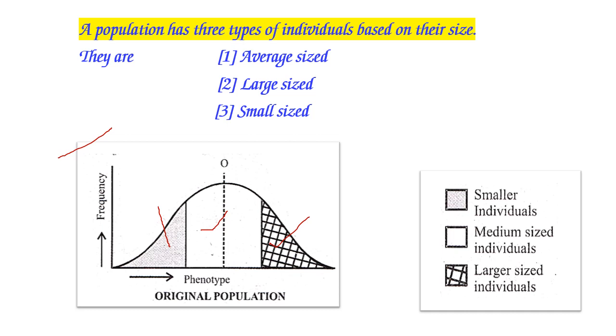This original population appears in nature. Here the phenotype is nothing but physical appearance, that means small in size, medium in size, large in size, which we can see by our eyes, that means the external appearance of that character. That's why it is called phenotypic. And its frequency is nothing but their number.